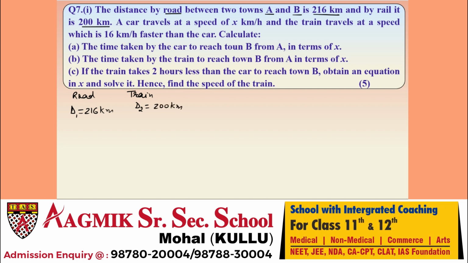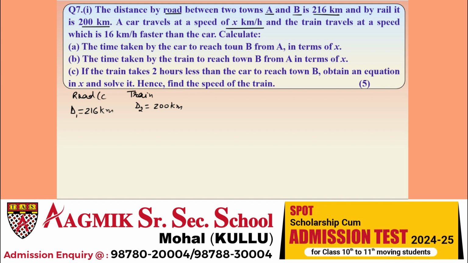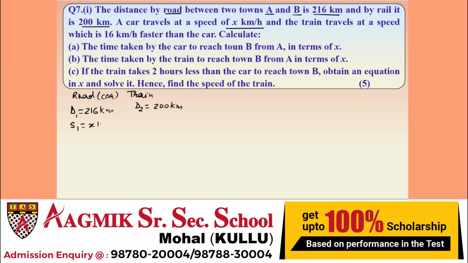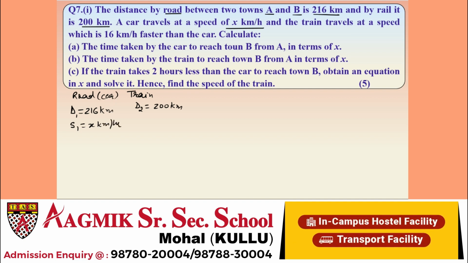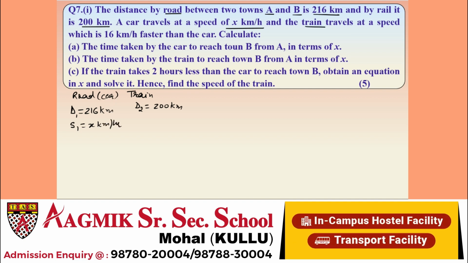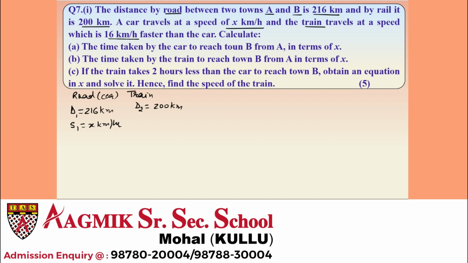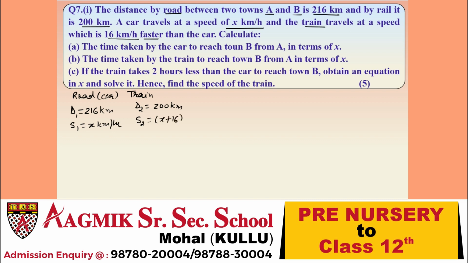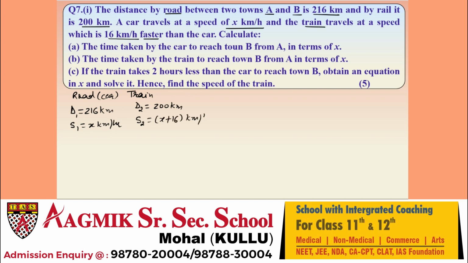Now a car travels at a speed of x kilometers per hour. So by road we are traveling by car. That means the speed, S1, is x kilometers per hour. And the train travels at a speed which is 16 kilometers per hour faster. So for this the speed would be x plus 16 kilometers per hour.